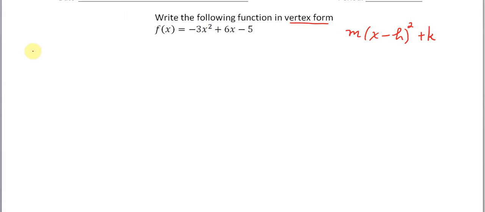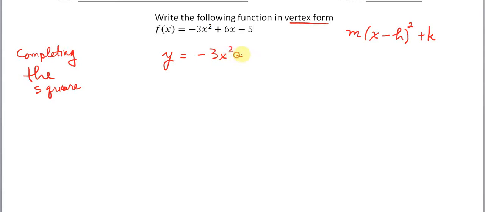And so the strategy here is we're going to use completing the square. It's going to get a little bit messy. But what we're going to do here is just alter this equation so that we don't change the values of anything. We don't change the graph. All we do is change the way that it's written. So instead of saying f of x, I'm just going to use the variable y is equal to negative 3x squared plus 6x minus 5.